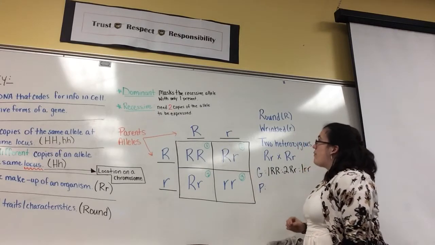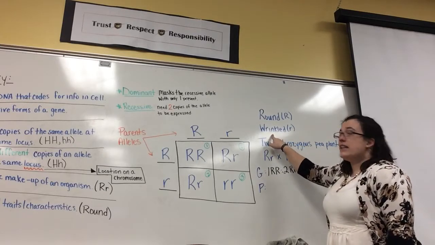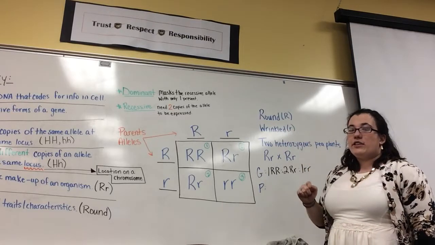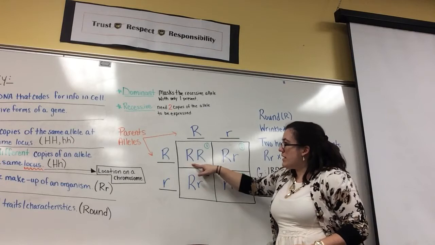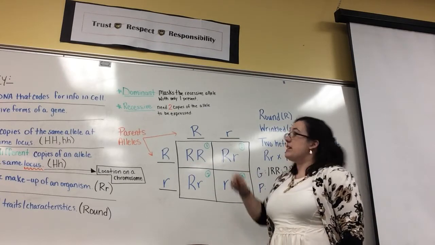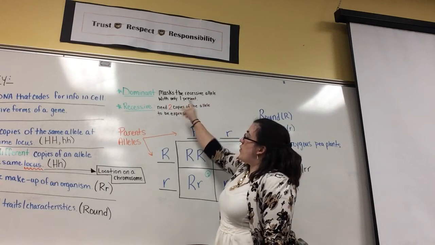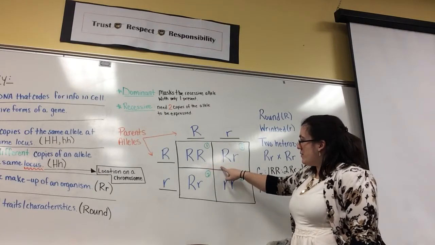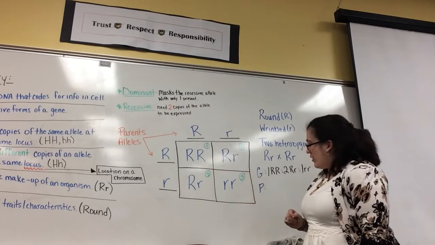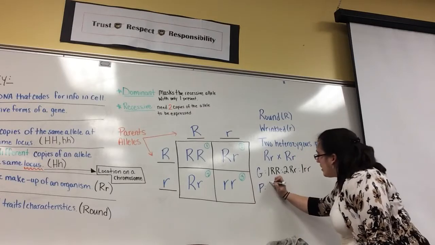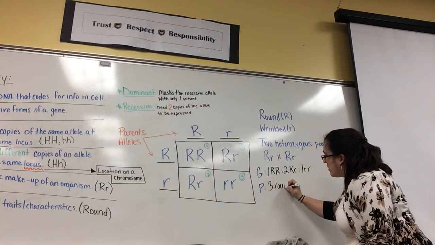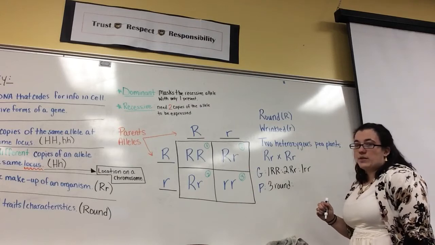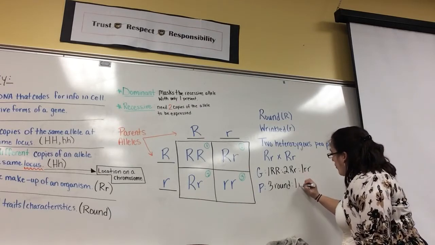And if we count, we have to look at what our original thing said, so we said that round was big R and wrinkled was little r. For it to be considered round, it only has to have 1 big R, because we said that up here, dominant, it masks the recessive allele with only 1 present. So this would be 1 individual that's round, this would be another, and this would be the third. So the phenotypic ratio would be 3 round to 1 here, which is the homozygous recessive, and they would be the 1 wrinkled seed.